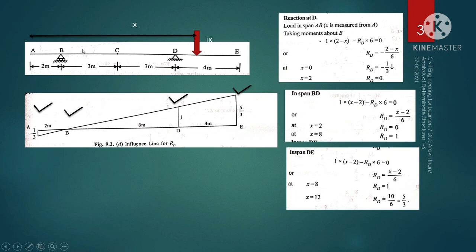Now if a load is moving, if a bus is moving and reaches the point E, the reaction D has maximum force acting at the point D. The minimum force will be if the bus reaches the point B, where RD will not be taking any load. So that is why the influence line is 0 here.